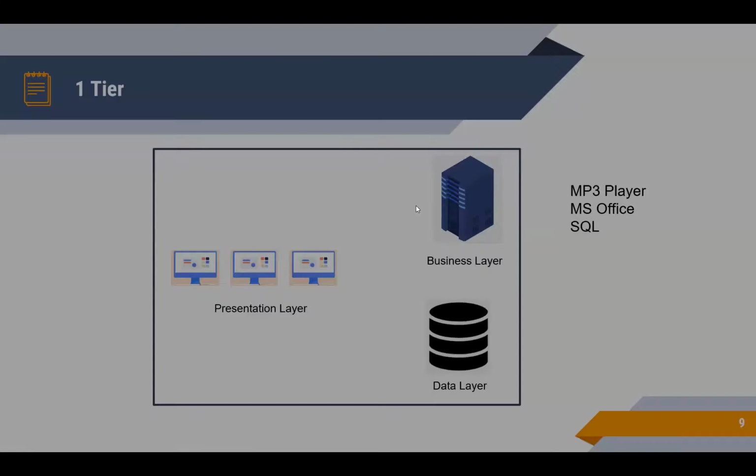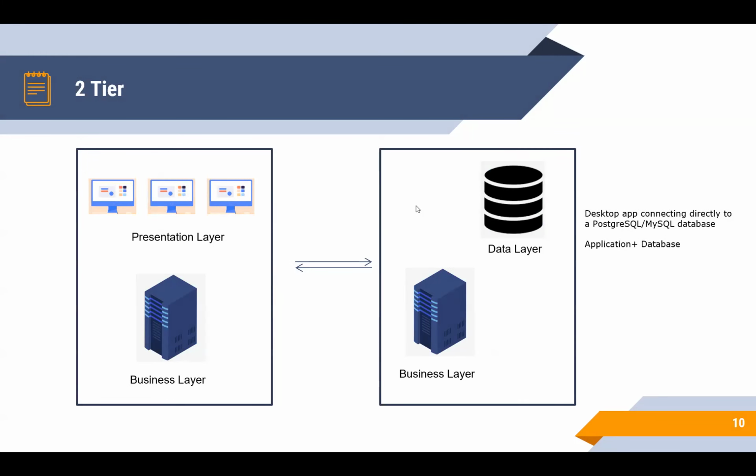Now after that, coming to the two-tier architecture. What is the meaning of the two-tier architecture? In two-tier architecture, we are using two different servers. In one server, we are using the UI presentation layer, and in another server we are keeping our database or data layer.